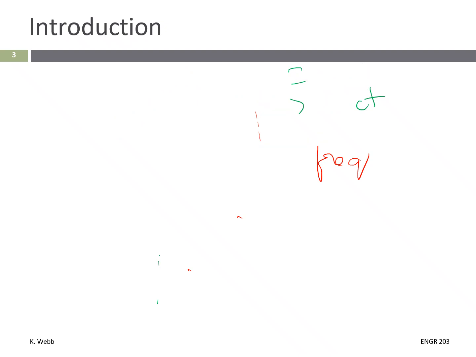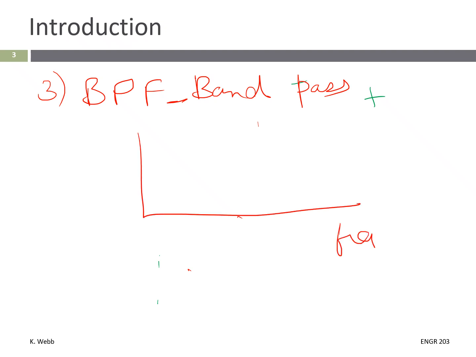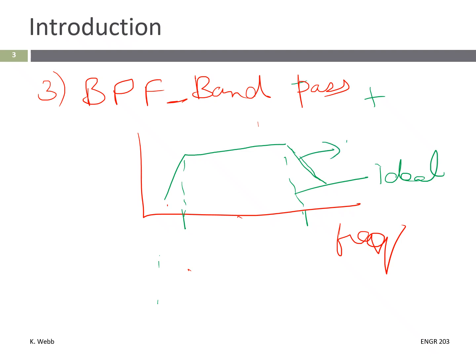Next, the third type of filter is the band pass filter, in which a band of frequency is passed through. If we have a wide range of frequency, lower frequencies are not allowed, a particular band of frequency is allowed, and after that the frequency reduces. So this case is the ideal case and this case is the practical case.